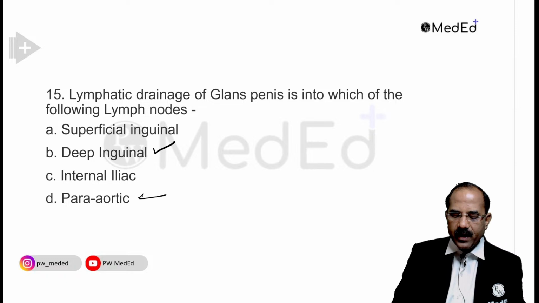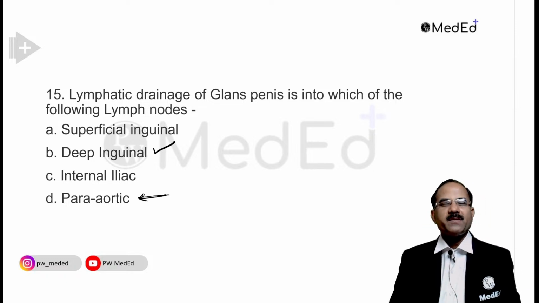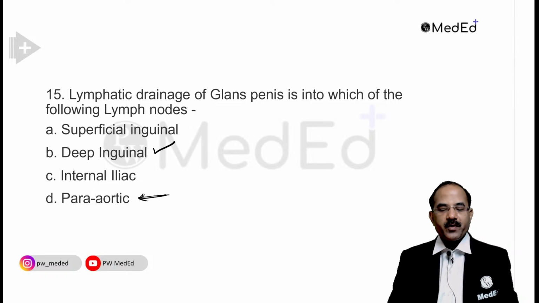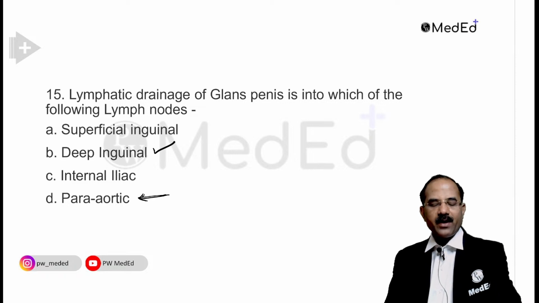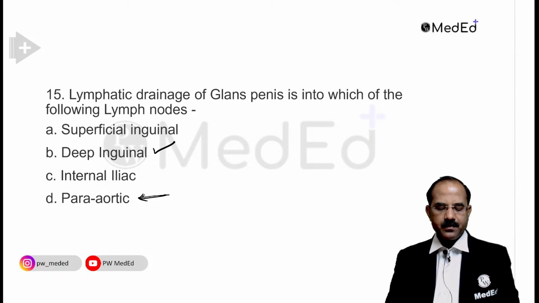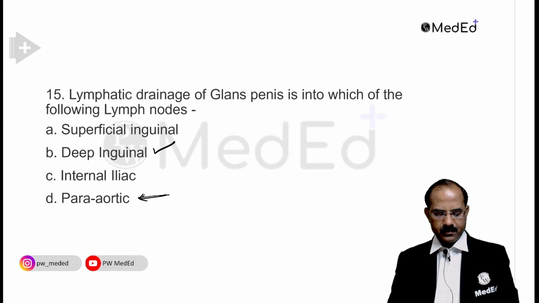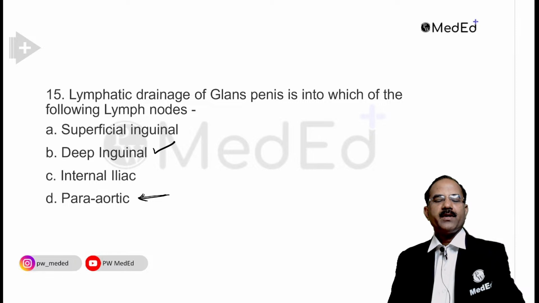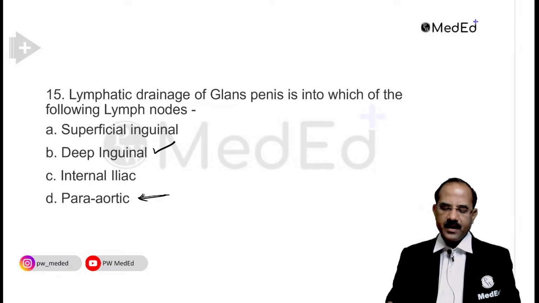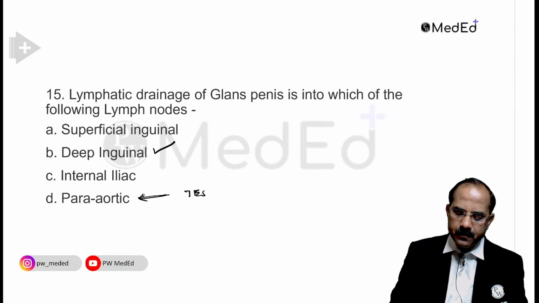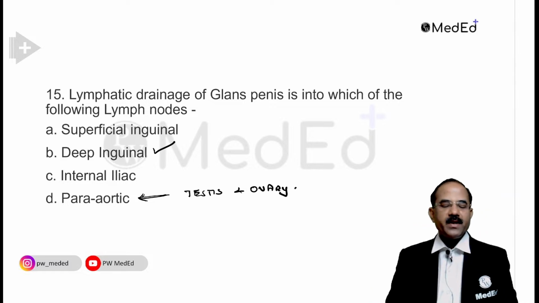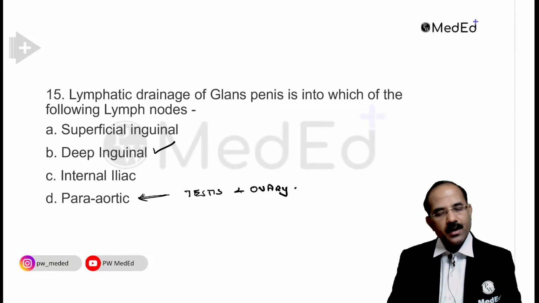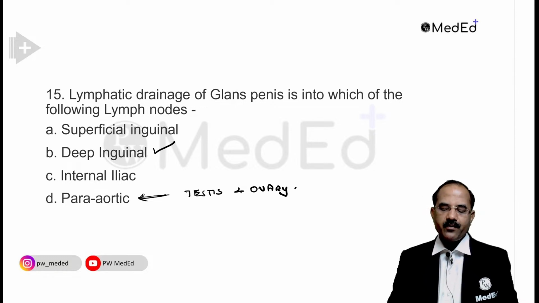Who drains into the para-aortic lymph nodes? Can anyone tell me? This is a very important MCQ, children. Para-aortic group of lymph nodes. Who drains? Any guesses? Come on, Khan, answer. It's the testis and ovary. Testis and ovary, they drain into the para-aortic lymph nodes.